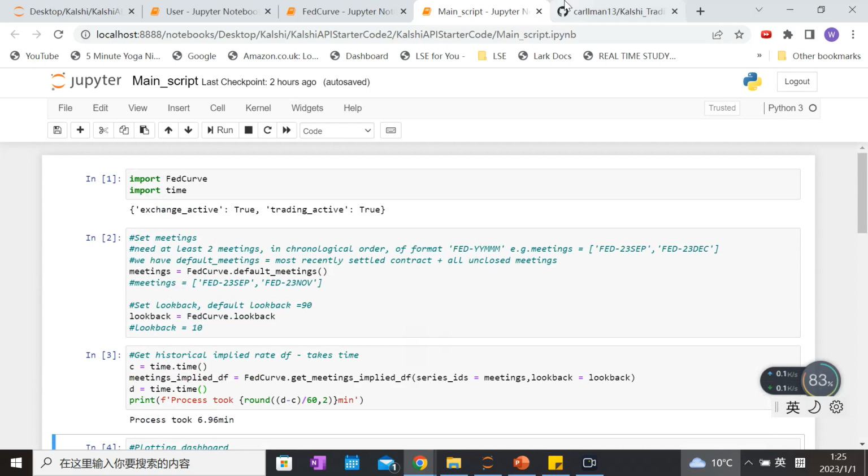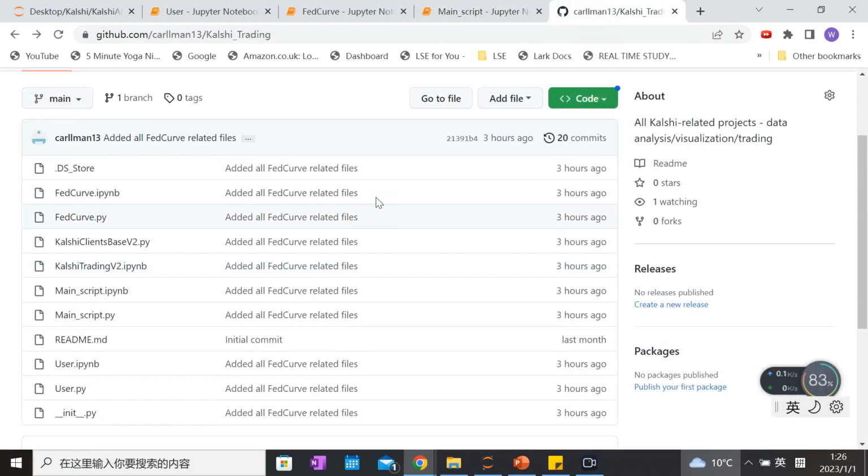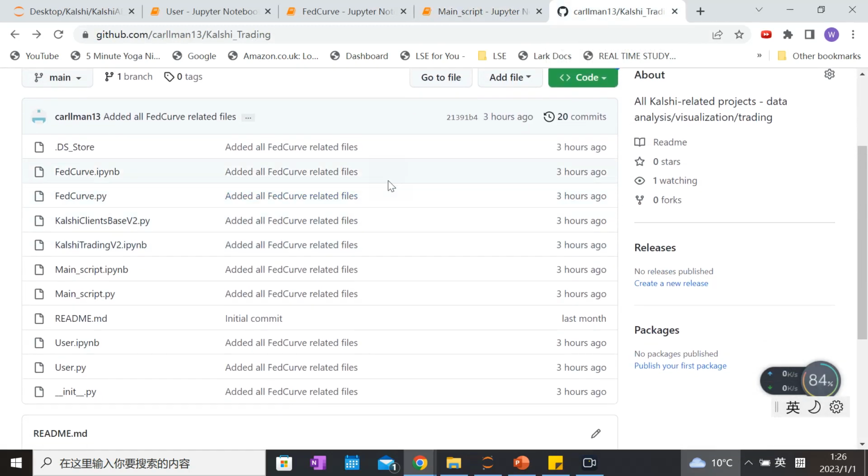And yes, I've provided my GitHub repo. In each one, I have a Jupyter Notebook file and a Python file. You can download all of them, play with them, and see how they go. Thanks.